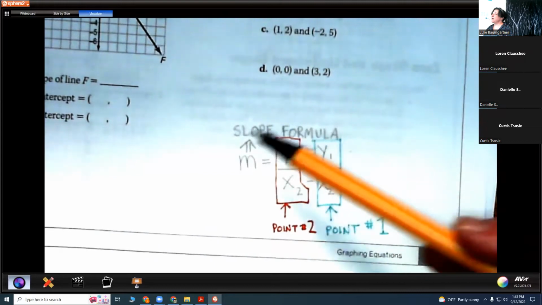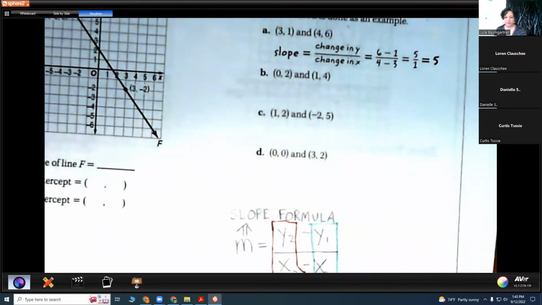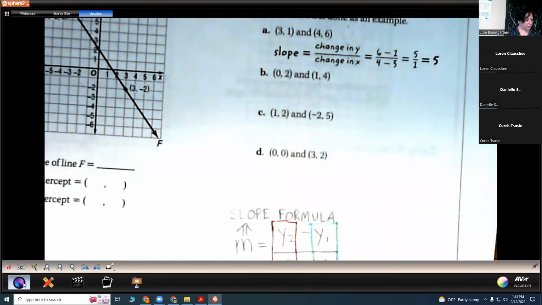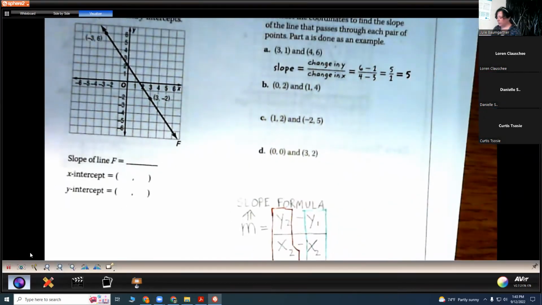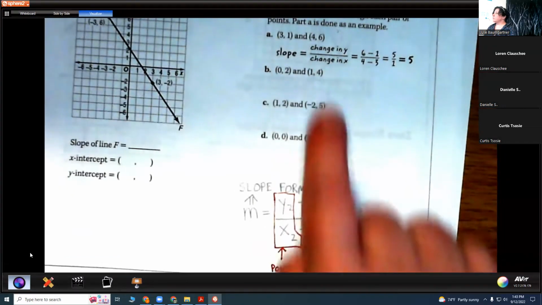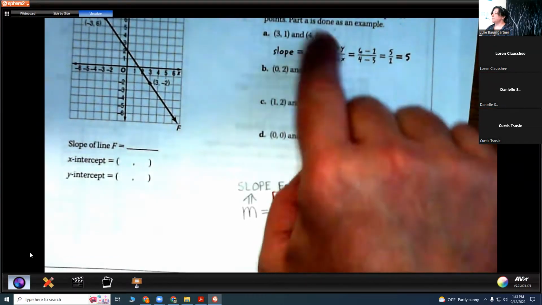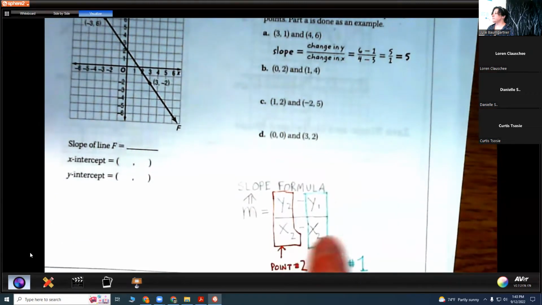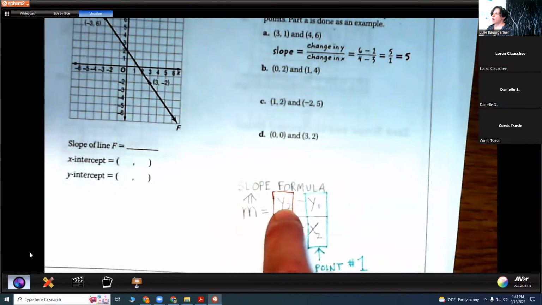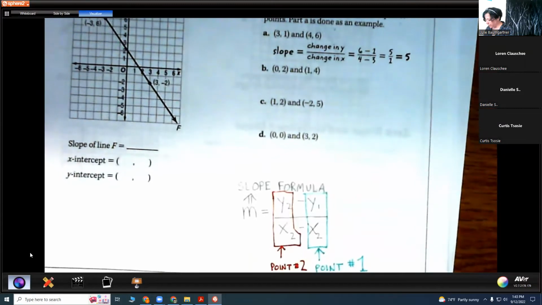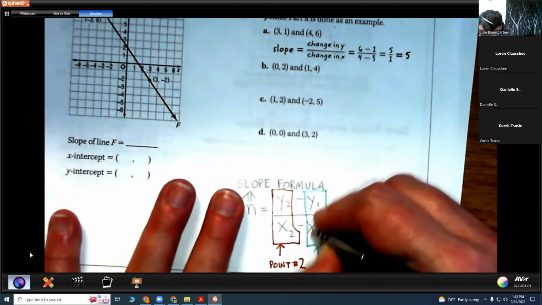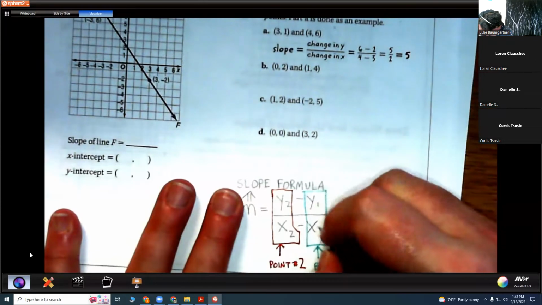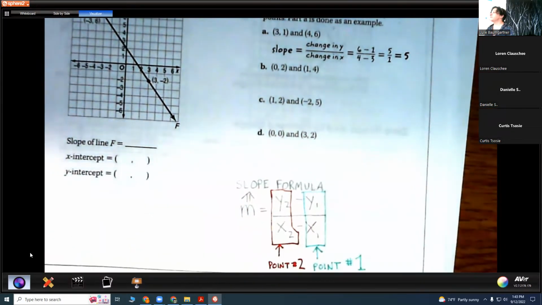So does everyone see how, let me zoom out. This is the written way of writing the formula, and here's the fancy algebra way. So m, or slope, is equal to y2 minus y1 over x2 minus x1.